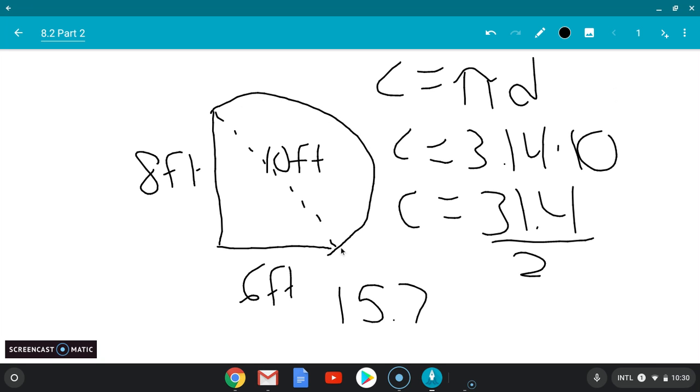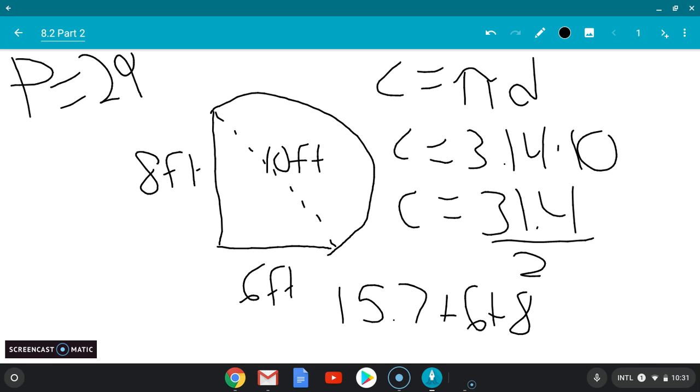And then all we have to do is add 6 and 8 to that. All right, so 15.7 plus 6 plus 8, and we end up with a perimeter of 29.7 feet. All right, I'll put it here as well.